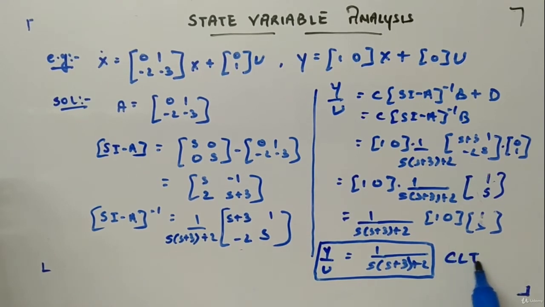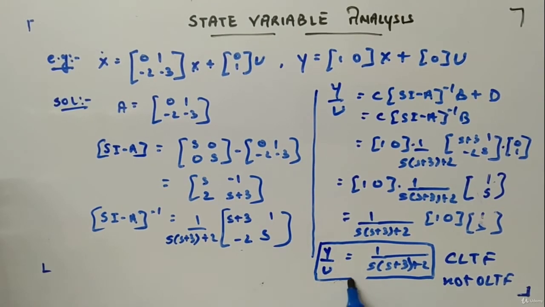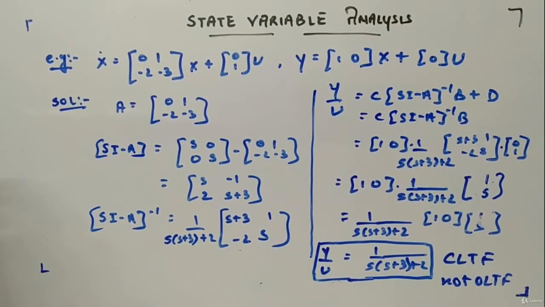So it's a CLTF, not OLTF. And this denominator is the characteristic equation. I'll talk about that later. I just wanted to say it's a closed loop transfer function, so all the properties which we were applying on closed loop transfer function will be valid here. So this method gives you closed loop transfer function.